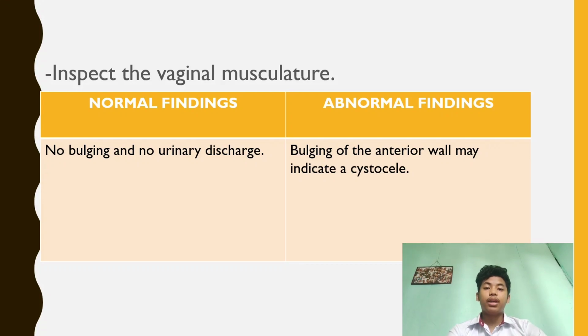For the abnormal findings, absent or decreased ability to squeeze the examiner's finger indicates decreased muscle tone. Decreased tone may decrease sexual satisfaction. Bulging of the anterior wall may indicate a cystocele. Bulging of the posterior wall may indicate a rectocele. If the cervix or urethra protrudes down, the client may have uterine prolapse. If urine leaks out, the client may have stress incontinence.